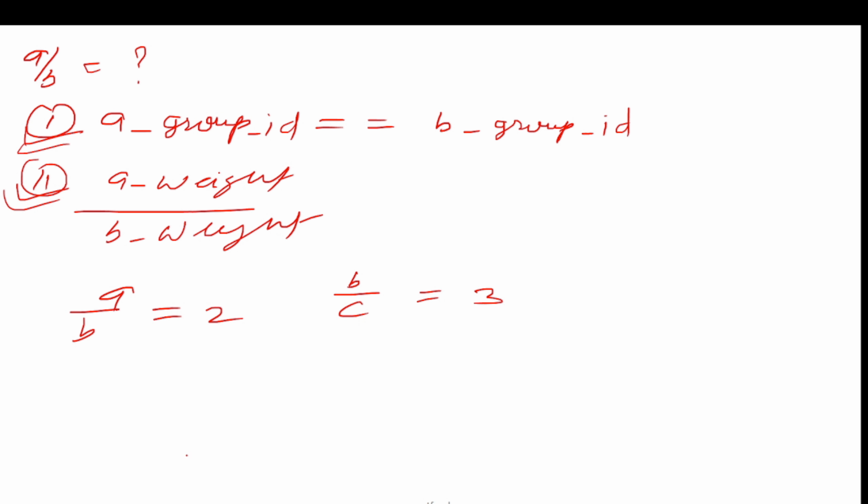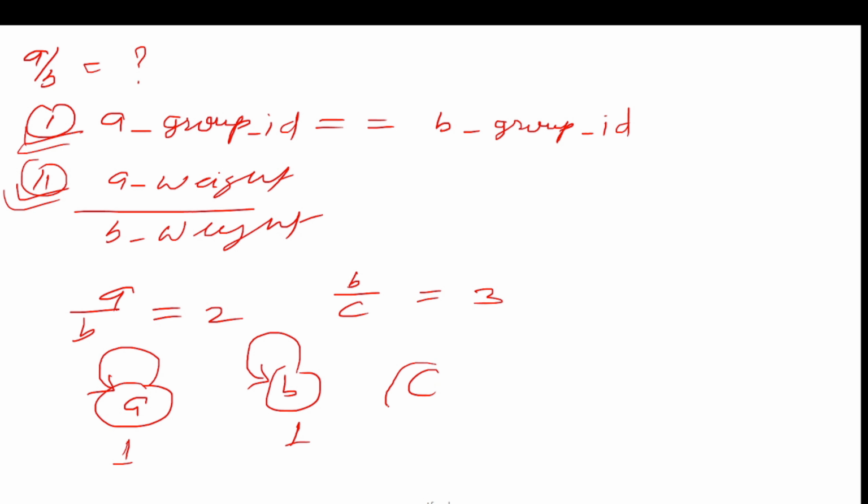What I'm trying to say is, let's suppose the variable is a, and its group ID is itself and its weight is 1. It will look like this. It means they are forming individual groups because there is no relationship, no path.